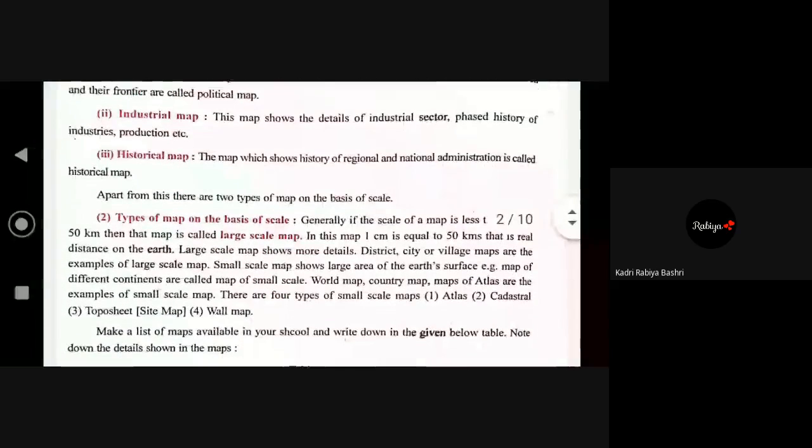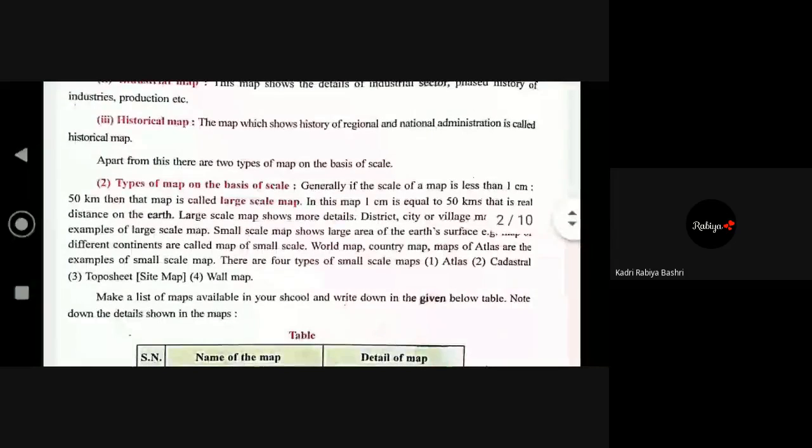Now, apart from this, there are two types of maps on the basis of scale. Which are those, we will see now. Apart from all these above maps, there are two more types of maps based on scale. One is large scale and one is small scale. Okay, Rabia, can you read this para?